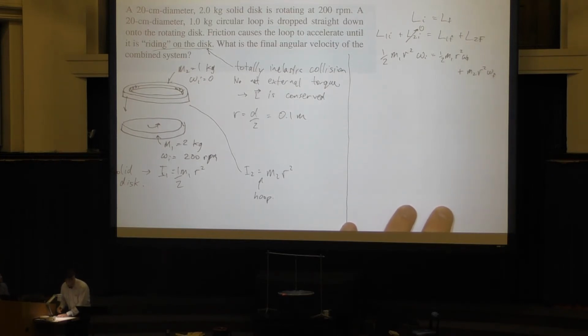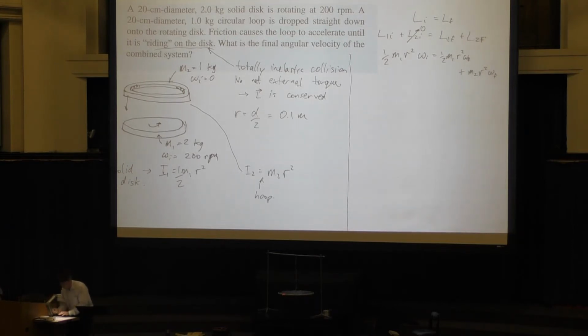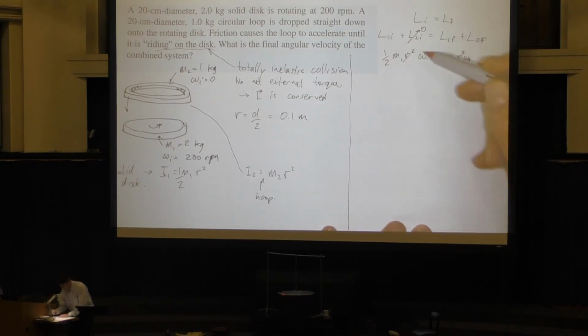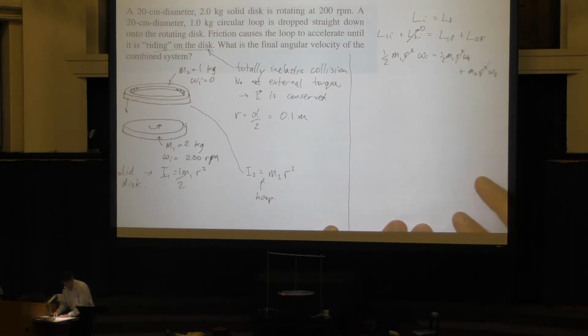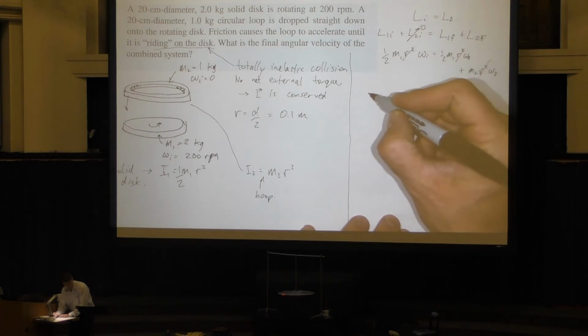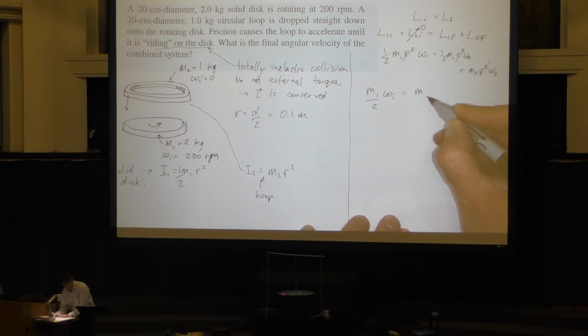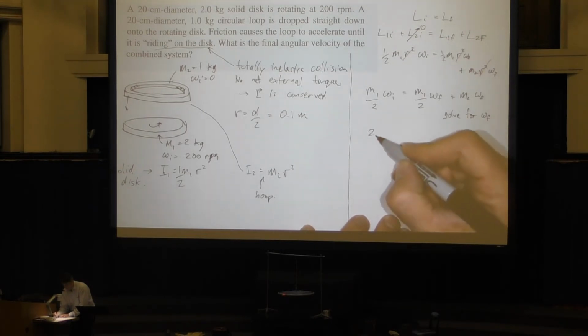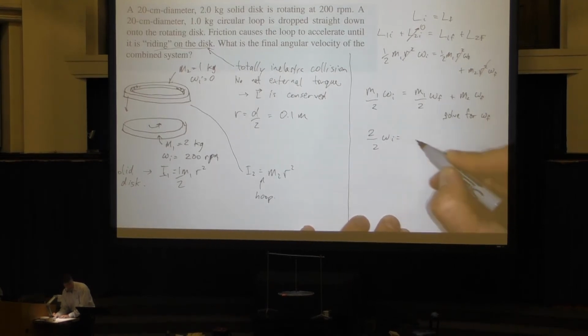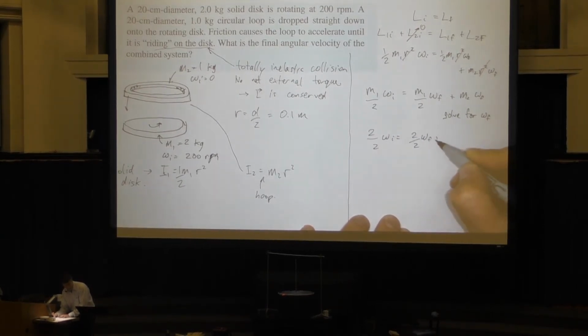I think there's an R squared in every single term, so divide both sides by R squared. And I end up with m1 over 2 omega initial equals m1 over 2 omega final plus m2 omega final. I'm going to solve for omega final, which is what we're asked for. So we've got 2 over 2 omega initial is equal to 2 over 2 omega final plus 1 omega final, 1 plus 1.